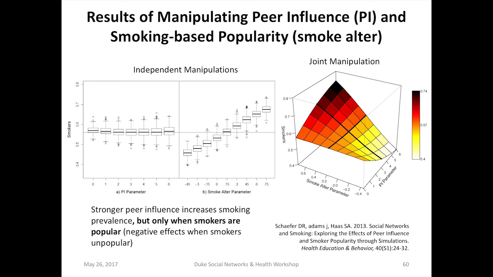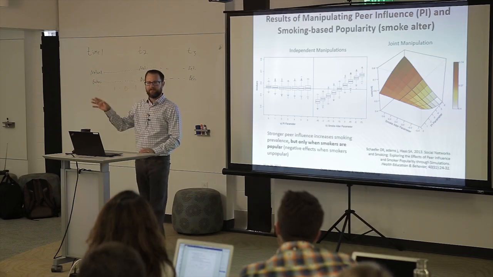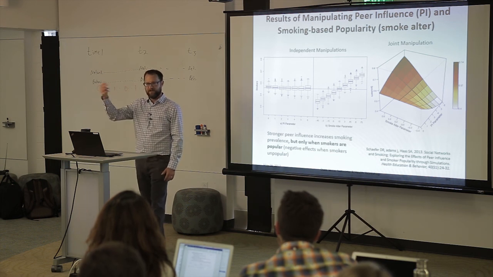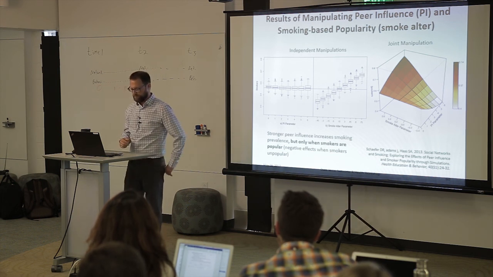If we kept peer influence at the same level but manipulated how popular smokers were, then we see some pretty strong effects. As smokers became more popular, then we see more smoking. And that makes more sense, right? If smokers have more incoming ties, more people have smokers among their set of alters, then there's greater capacity for smoking to diffuse.